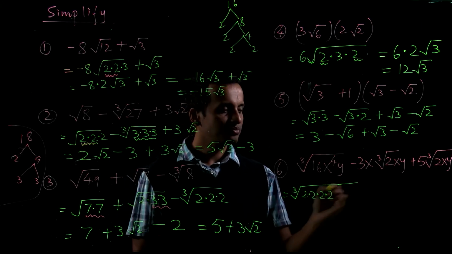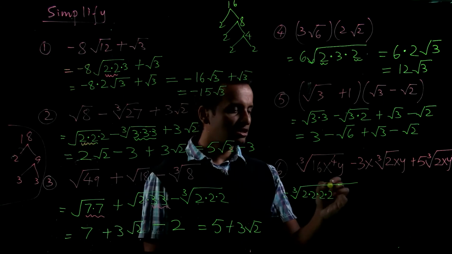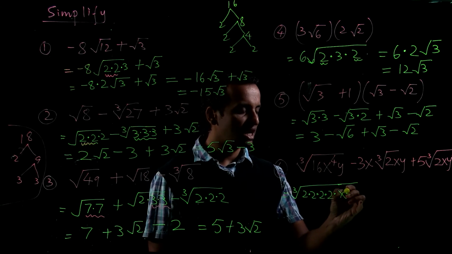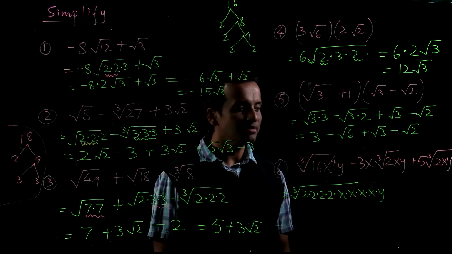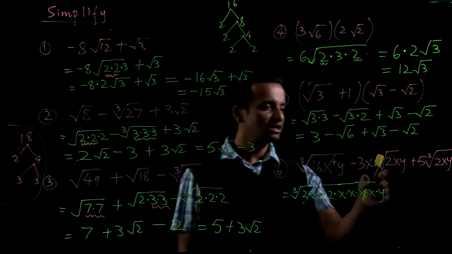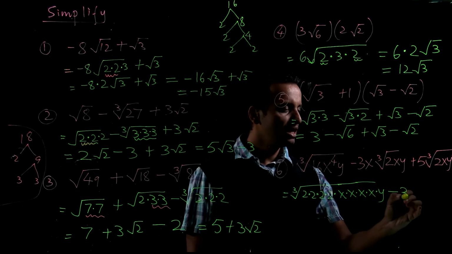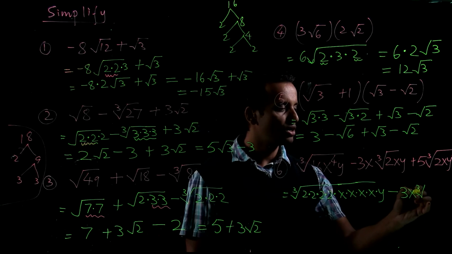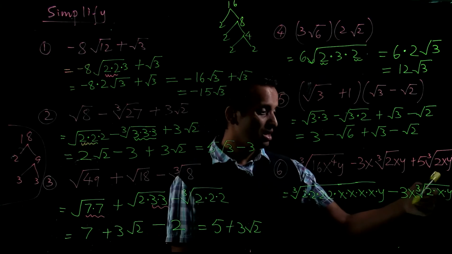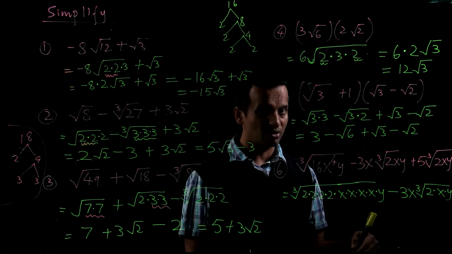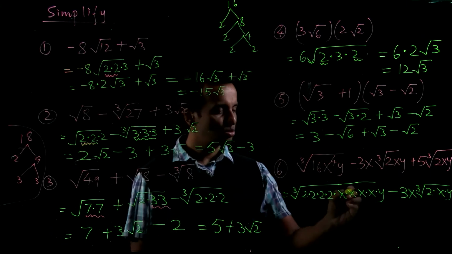And also, what are the factors of x to the 4? It is x times x times x times x, and then there is times y. Let's find out the factors of this one. Oh, so this is already in the simplest form, cube root of 2 times x times y. So you cannot take anything out here, right? So how about the last one?